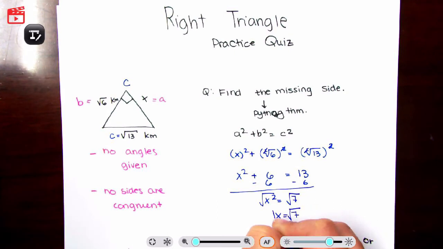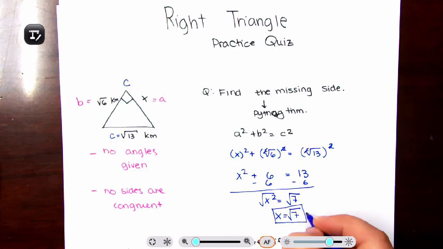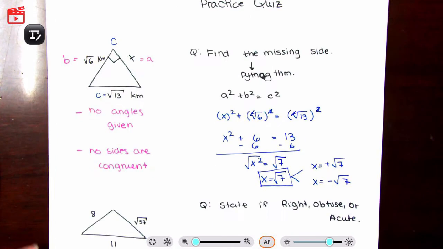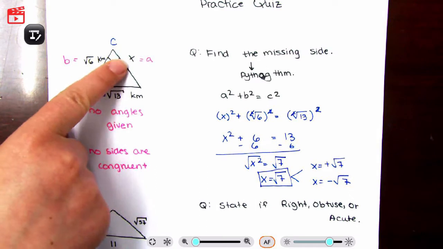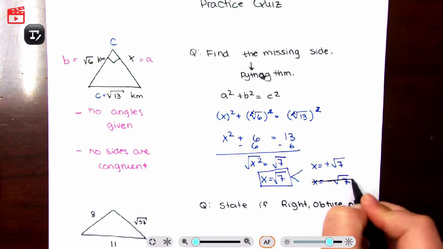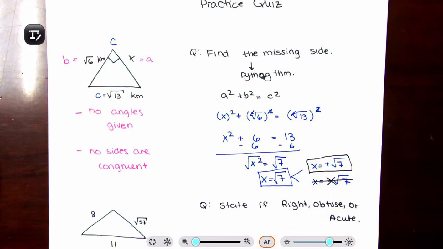Now, yes, when you are solving using a square root, I hesitated there for a second, you have to have a plus or a minus. So this means that you have x is equal to plus square root of 7 and x is equal to minus square root of 7. However, because we are talking about a distance, we're talking about the distance of x. What is the size of x? What is the length of x? That means that distance or measurement cannot be negative. So we're not including the negative answer. We are only including the positive answer.